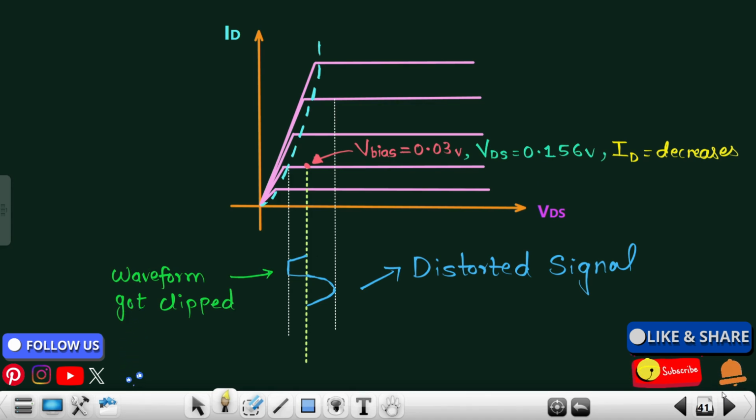I'm ending this video over here, and in the next video we are going to see how exactly this CS amplifier with a current source load provides high gain as compared to the simple common source amplifier, sorry, as compared to the CS amplifier, right? So this was all about the session. Thank you.